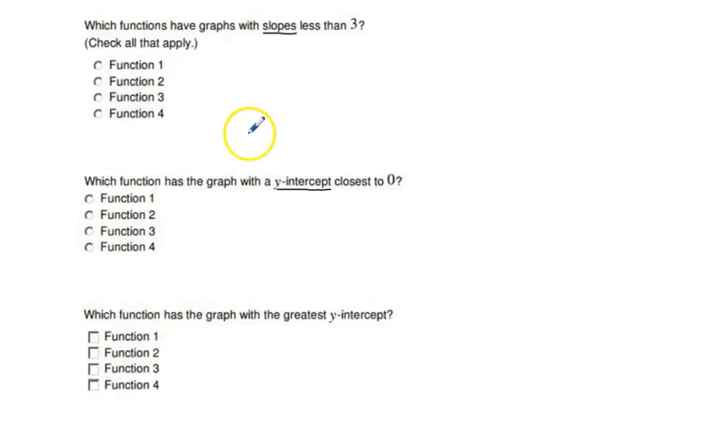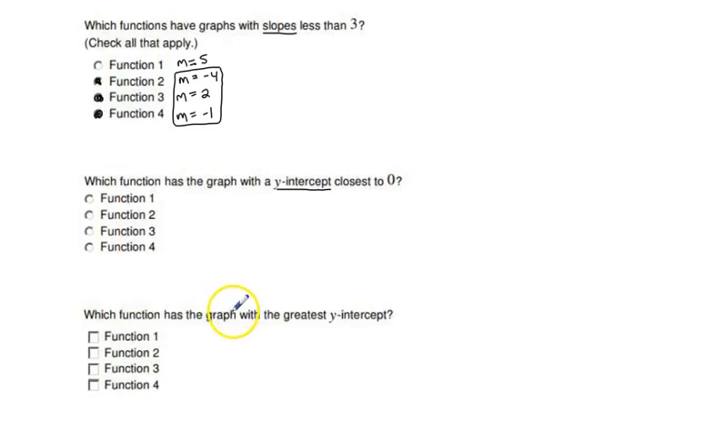Slopes less than 3. Let's record our answers from above. So for function number 1, we had a slope of 5. Function 2, we had a slope of -4. Function 3 was a slope of 2. And function 4 was a slope of -1. So less than 3, let's see, 5 is not less than 3. -4 is, 2 is, and -1 is. So all 3 of these are less than 3. So that means I have 3 answers. Directions say check all that apply.